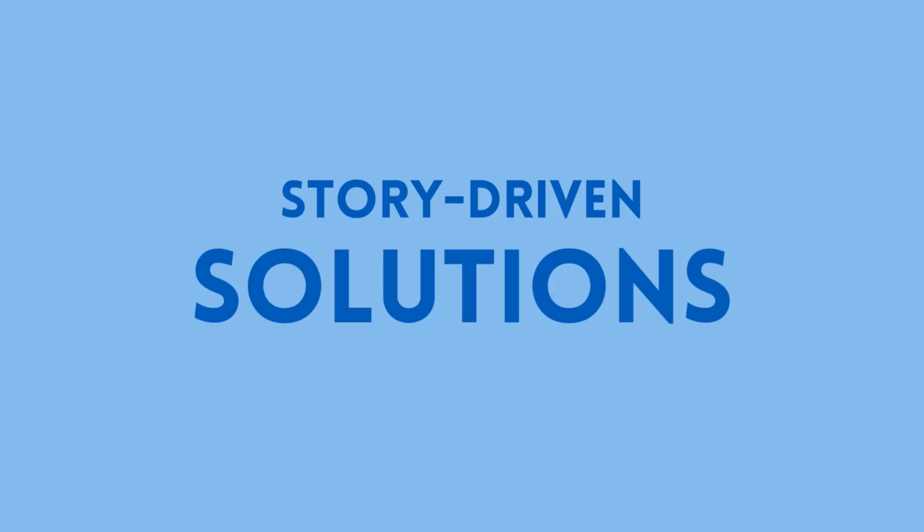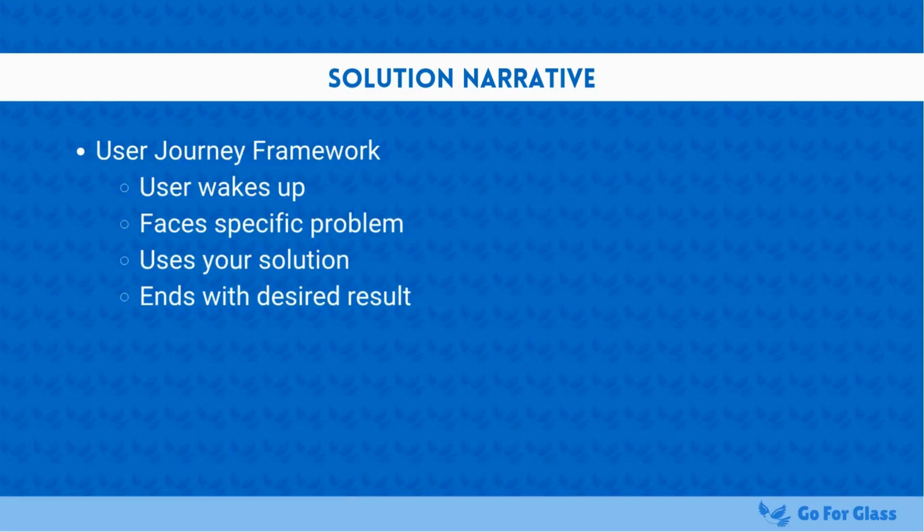Topic 7 is framing your solution as a story. Sometimes it can also help to frame your solution as a story. A user wakes up, faces X problem, uses Y solution, and ends the day with Z result. This process helps surface logic gaps or chunky flows to make your solution more emotionally grounded and see why it really matters.